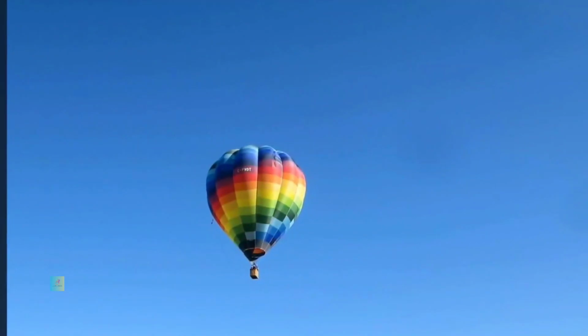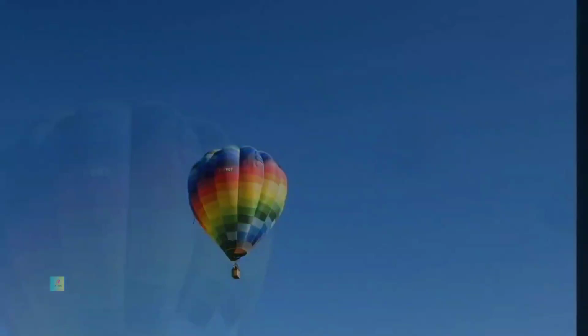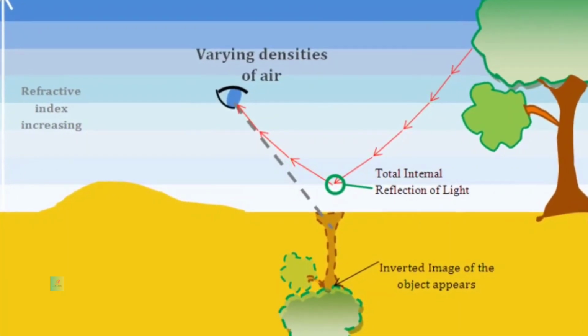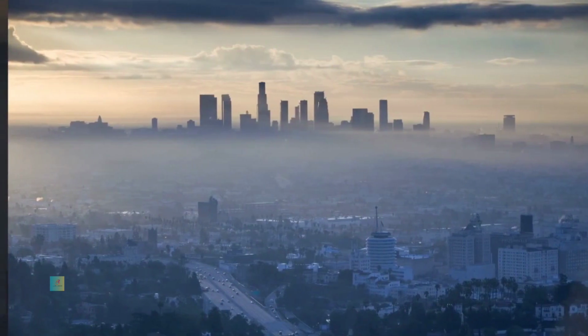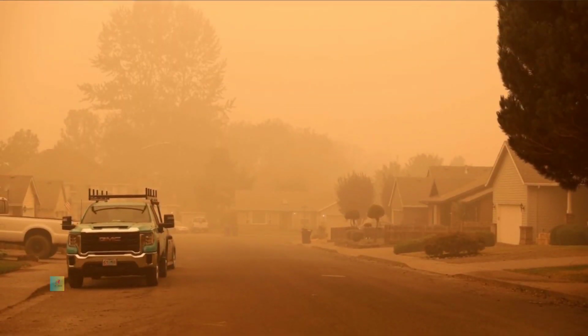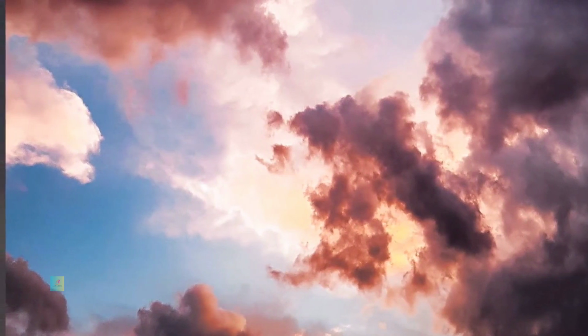This phenomenon is often visible on hot days when the air near the ground is warmer than the air above, causing light to bend and creating mirages. In these cases, while we are not seeing the air itself, we are witnessing the impact of air on the path of light.